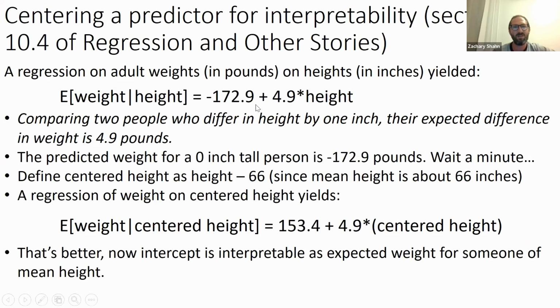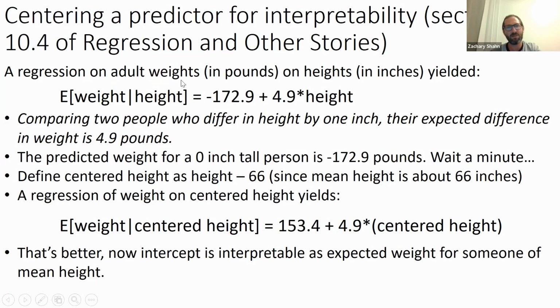So here's an extra topic that we didn't talk about. We've talked a lot about interpreting the slope of the line as the association between the predictor variable and the outcome, but we hadn't really talked a lot about the intercept. The book that we often use for this class, Regression and Other Stories, talks about this in section 10.4. So you can center a predictor variable to make it more interpretable, and I'll explain what that means.